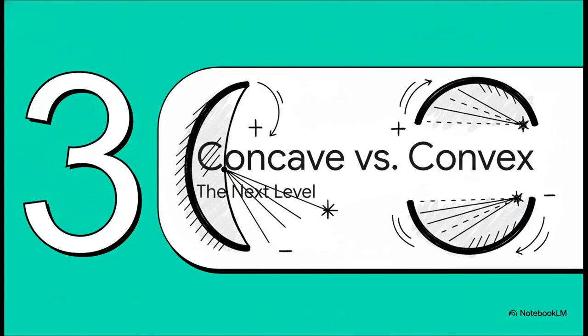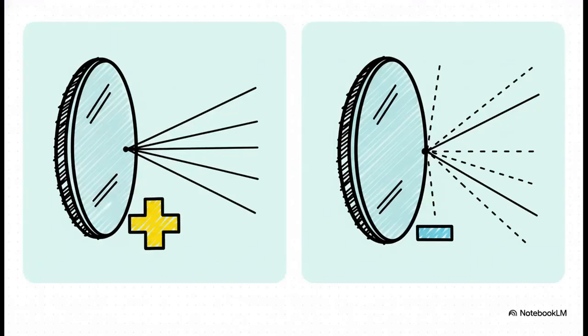Well, the shape of the mirror, whether it curves inward or bulges outward, also has its own sign, and it's absolutely critical for our calculations. So let's put these two side by side. On the left, you've got a concave mirror. It curves inward, like a cave. It takes parallel light rays and brings them together, converges them to a real focal point, right in front of the mirror. And since that focus is on the real, positive side, its focal length F is positive.